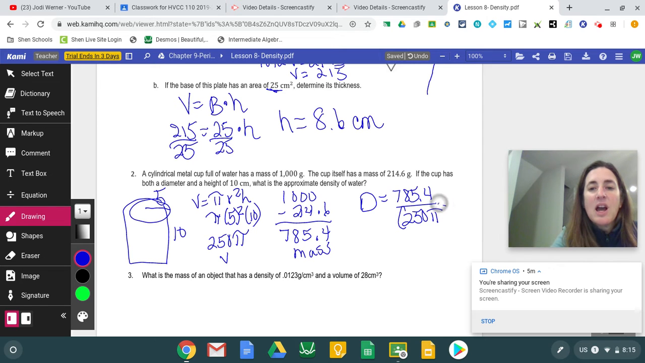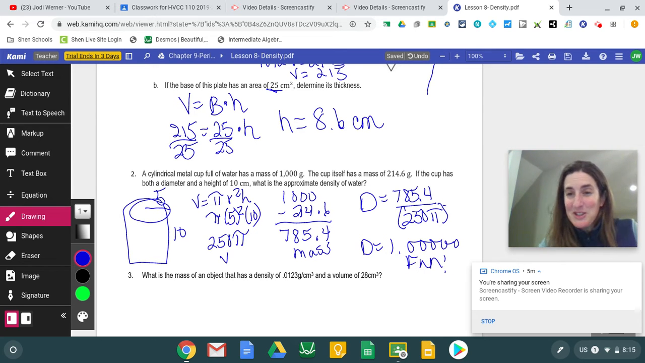And when I type that in, I'm going to make sure I put that in parentheses so order of operations does that correctly. And sure enough, I get 1.00000. Isn't that fun? I just proved the density of water is 1. Fun on my Saturday night, folks.